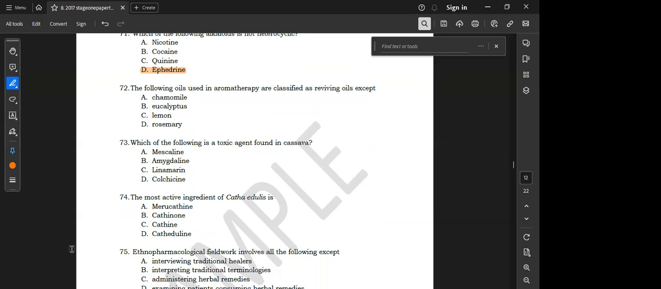Do we use lemon as aromatherapy? I don't know. Lemon, yeah. But I think it's used in candles also. But what is the meaning of the reviving oils? Maybe that's the term here.